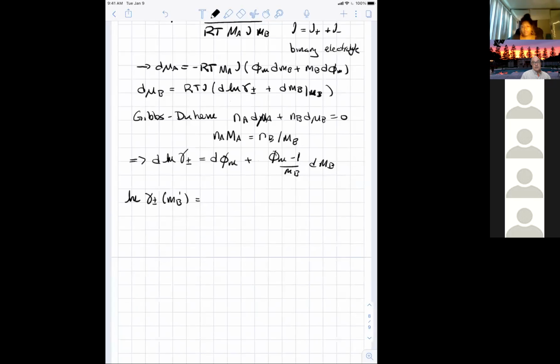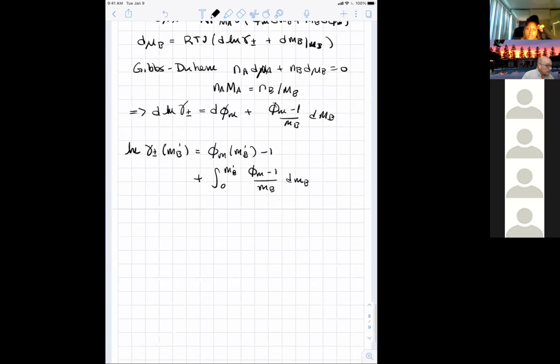Remember, this gives us the ability to measure the activity coefficient at some concentration MB prime, knowing the osmotic coefficient at MB prime. Remember, this is a measurable. We can easily measure this from vapor pressure or whatever. And then we have an integral part where we have to integrate this correction. The way you can think about it is as a correction. Right, so that involves a numerical integration.